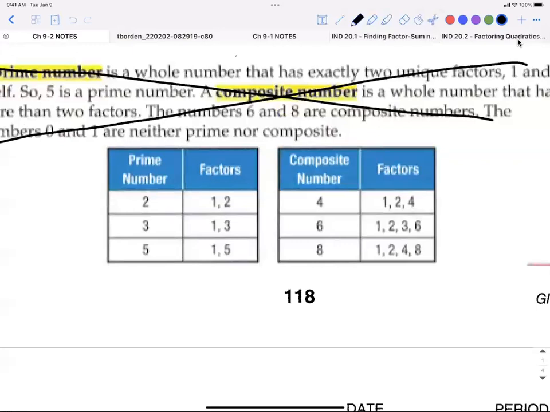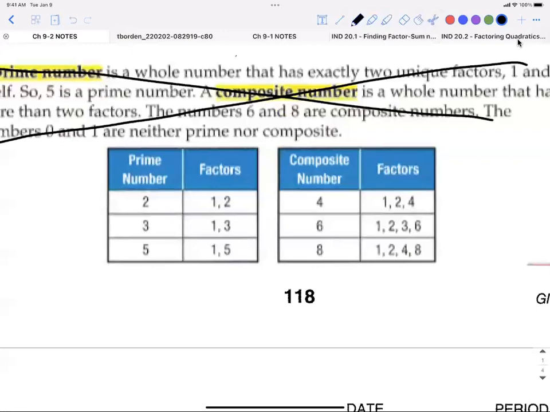Yeah, 11, 13, 17. I heard somebody whisper it. 19. And the next one up is as high as we'll go. Anybody know the next one up? 20, nope, 22 could be 2 and 11. 23, yep. That's about as high as you guys are going to need to know.